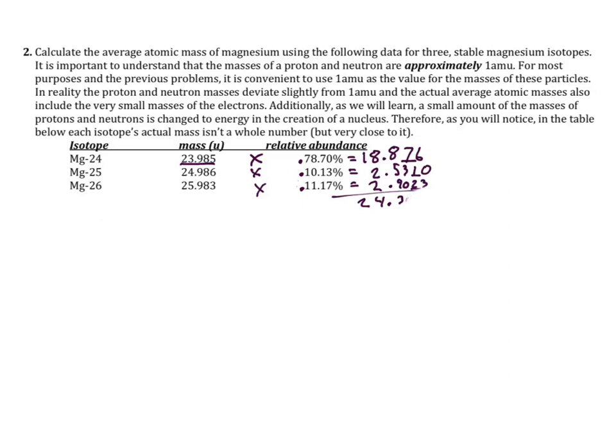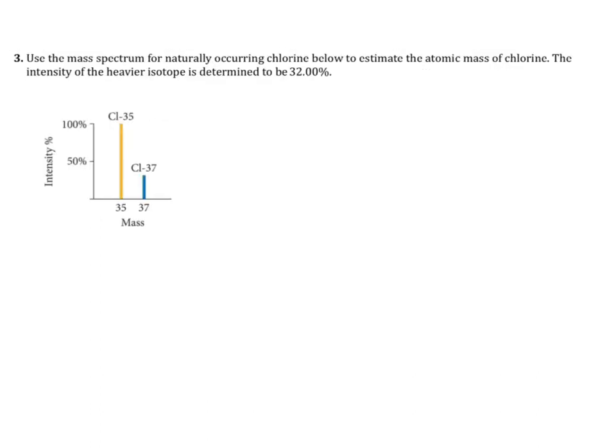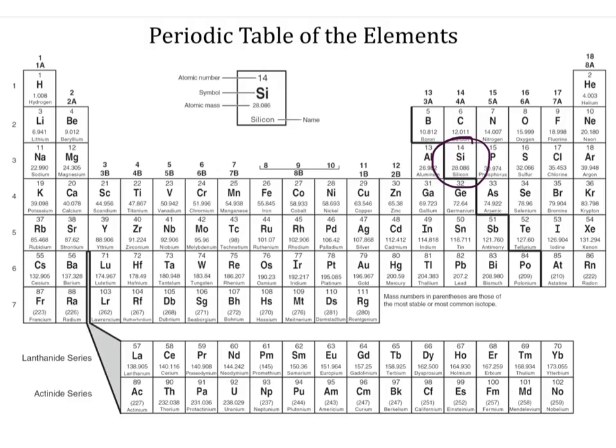So we end up with 24.31. And we put amu for atomic mass units. All right, so let's take a look at the periodic table here and look at magnesium. It's pretty close to what magnesium was. So 24.305 is what the average atomic mass is on the periodic table.